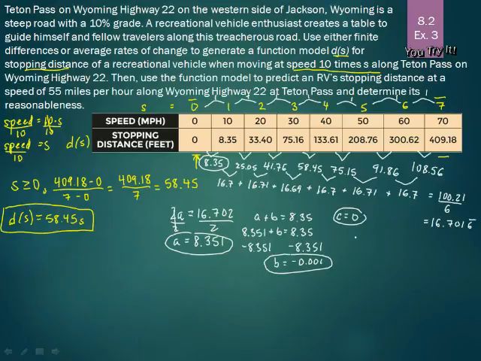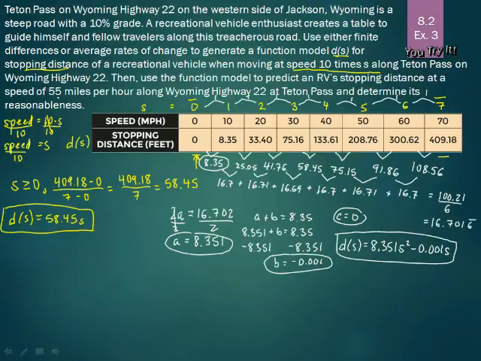And so then plugging that into our standard quadratic function model, then we would get d of s equals 8 and 351 thousandths s squared minus 1,000th s, and then plus 0, we don't need to put that. And so now we have our two function models, one a quadratic and one a linear.